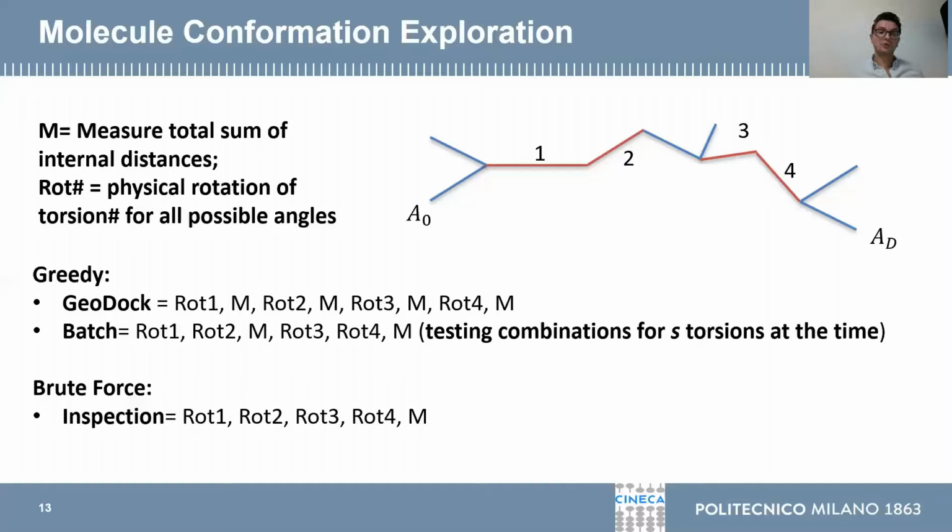Meanwhile, in the brute force inspection, we are just testing all the possible combinations for the 4 rotatable bonds at the same time.